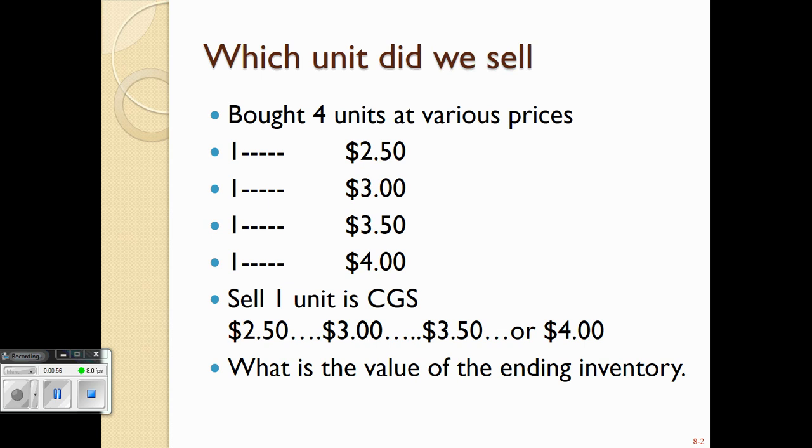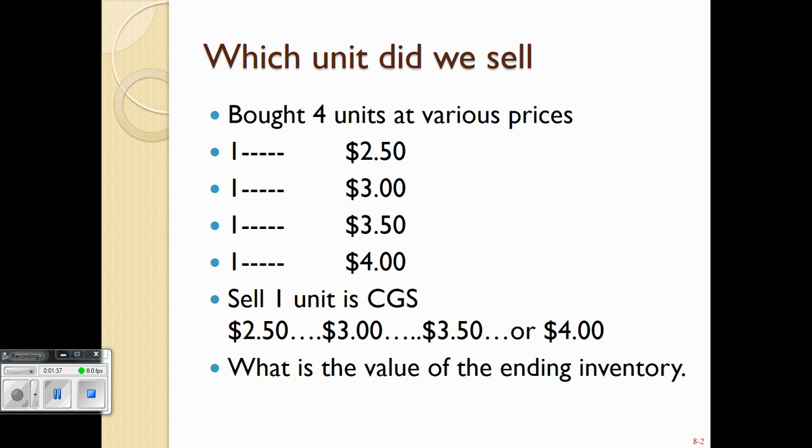Did I sell the unit that cost $2.50, and is that what's going to show up in cost of goods sold? Or did I maybe sell the one at $3? Or possibly the one at $3.50? Or maybe the one at $4? And so how do I know which unit I sold? How do I know what my value of cost of goods sold is? And related to that, what is the value of the ending inventory? I have 3 gallons left if I sold one. But what 3 gallons and what value do I put on those? So that is the purpose of this chapter, and that's what we're trying to determine in this chapter.